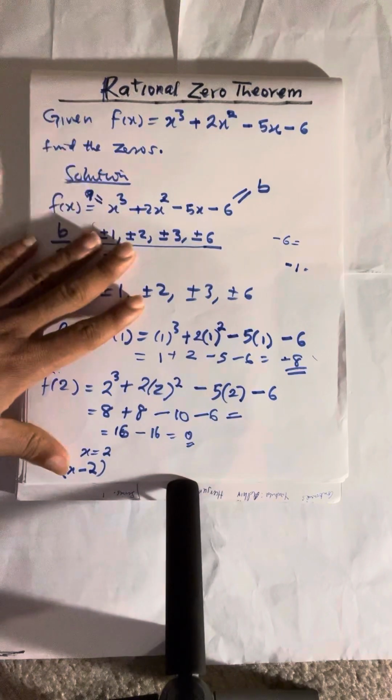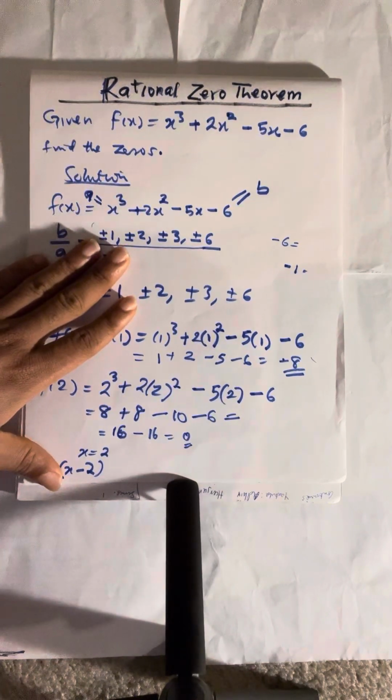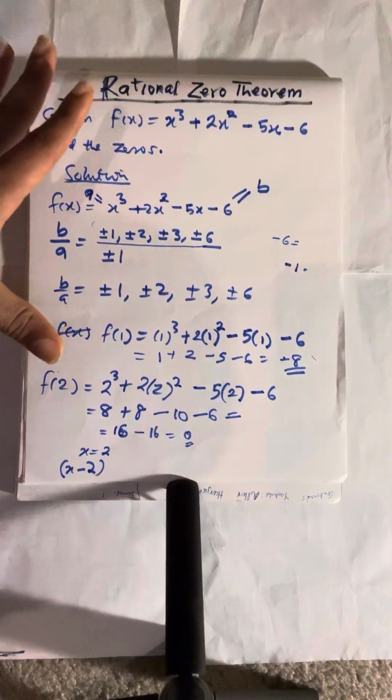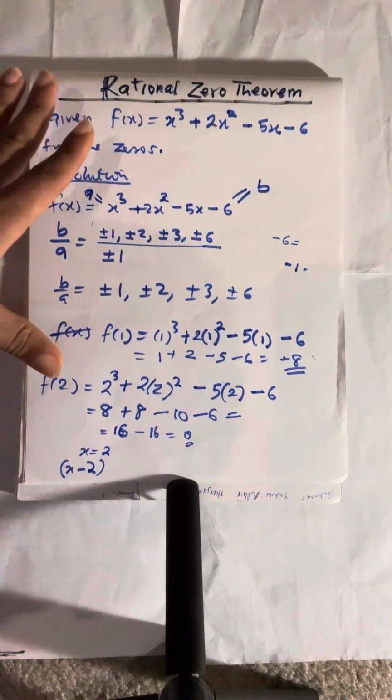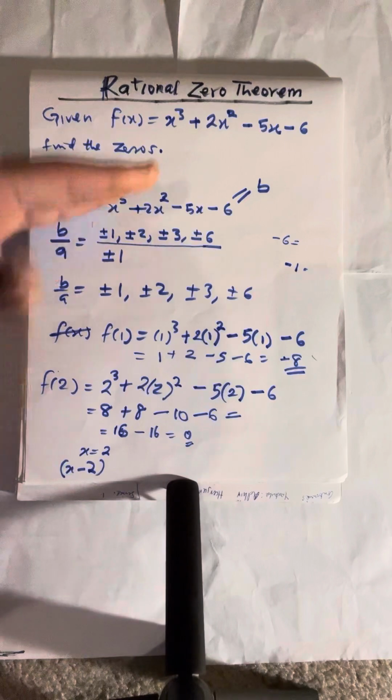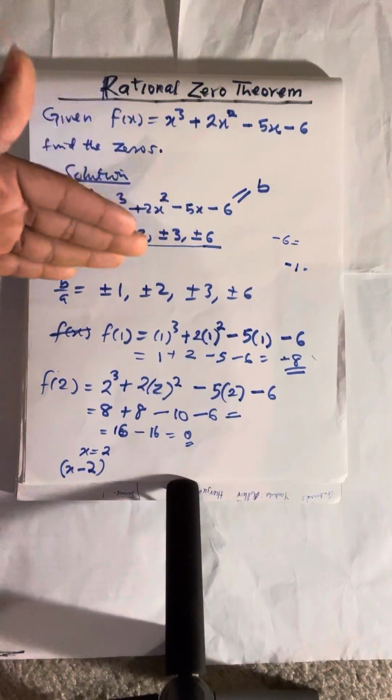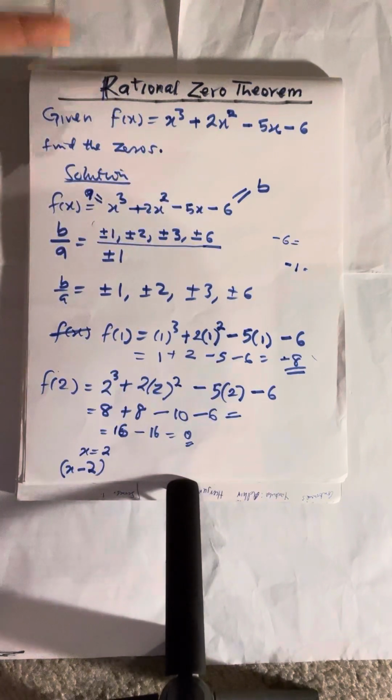So that will be all for now. In the next lesson, we'll continue from here and do the long division method or the synthetic method to get the two other zeros of this function.